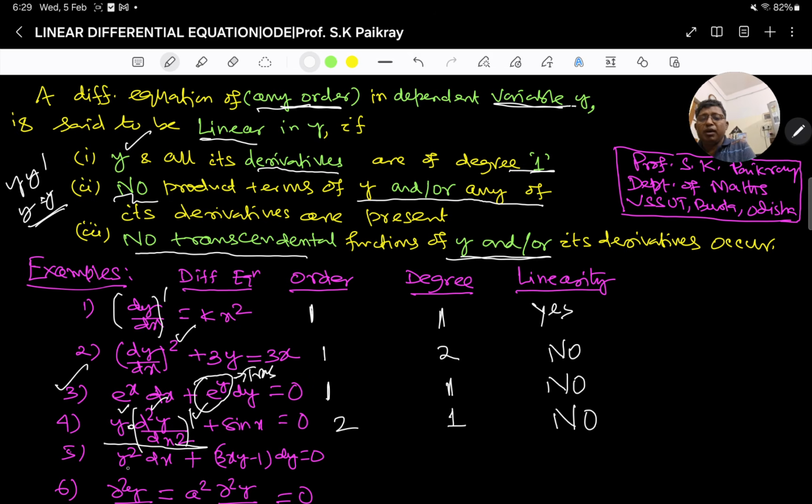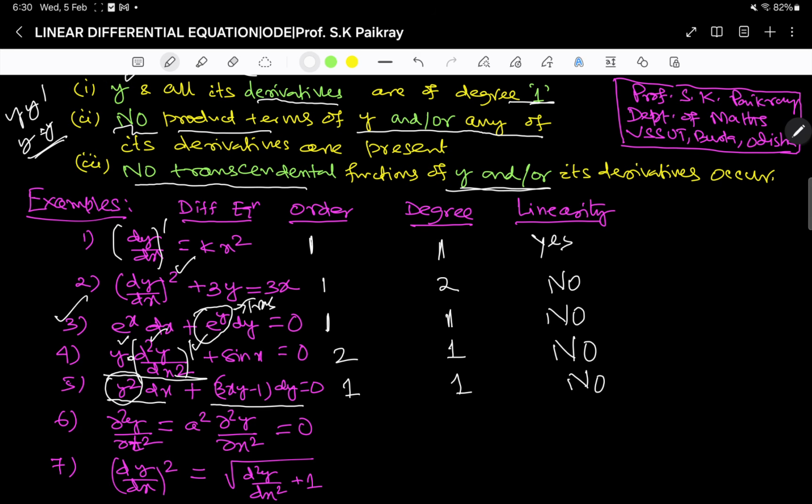Now example 5, y square dx plus 3xy dy. Here it will be dy by dx, so the order is 1 and the degree is 1, but it is not linear because there is a y square term here. No product of y or its derivatives, and no transcendental functions of y or its derivatives should occur.